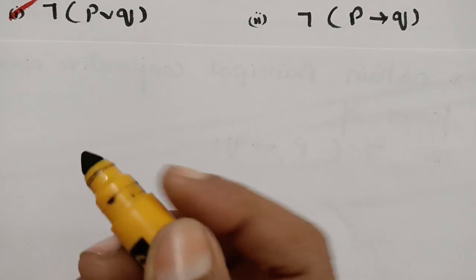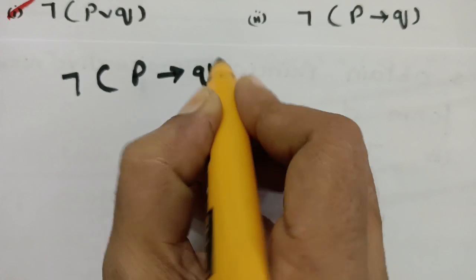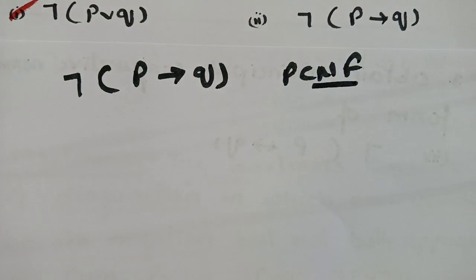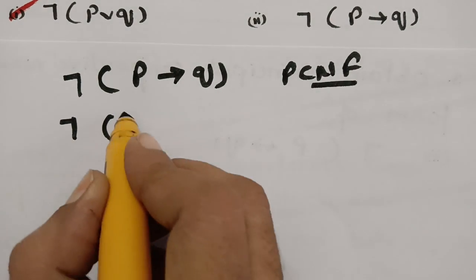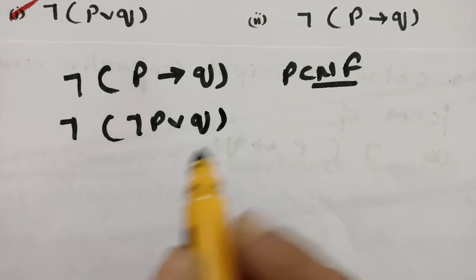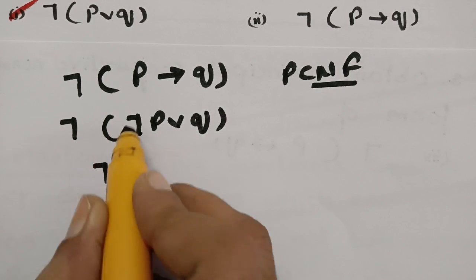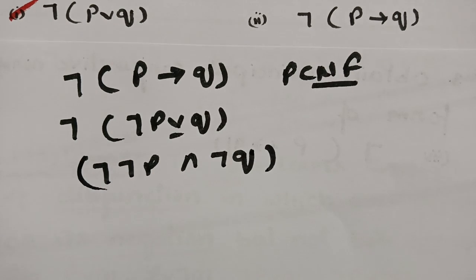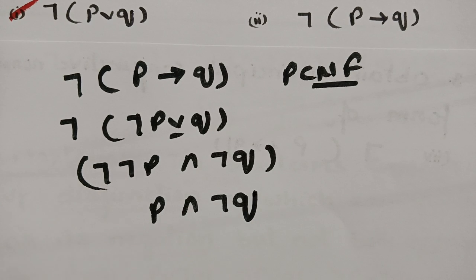That is the second question, that is negation of P implies Q. So we have to obtain the PCNF. The PCNF means principal conjunctive normal form. So here, after taking the implication symbol, this will be negation of negation P or Q. If I send this negation inside using De Morgan's law, the or will become and, and this is negation Q. So double negation, it is nothing but P and negation Q.